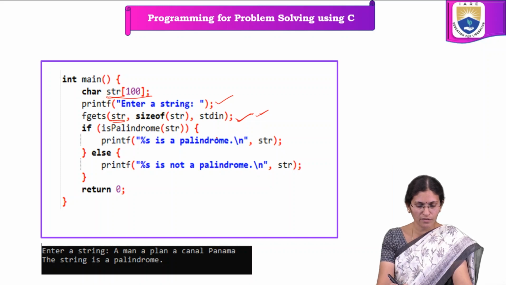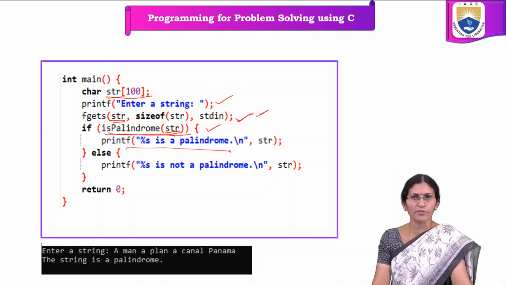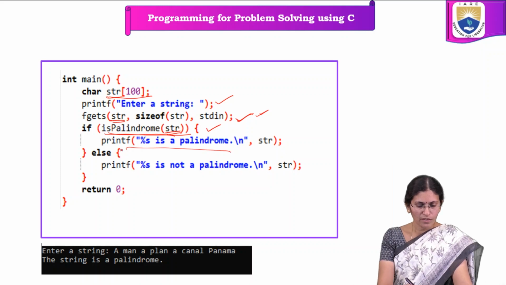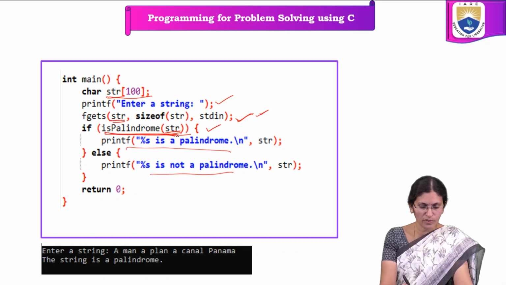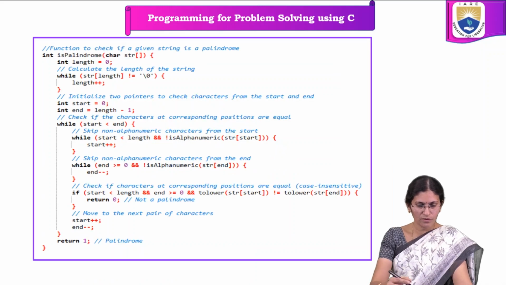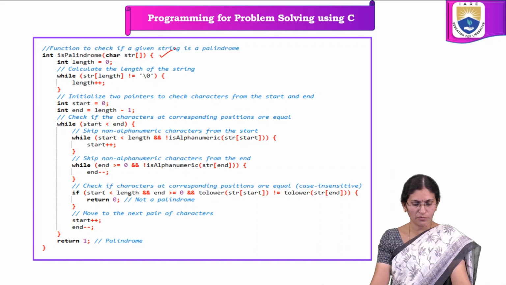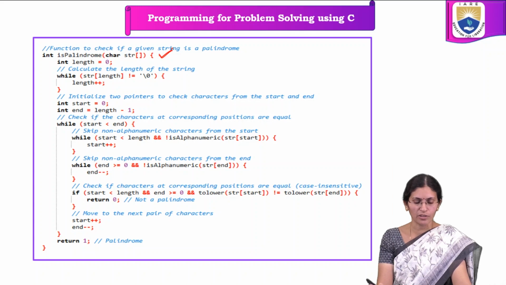Next, after that, if this condition becomes true, then we are calling this function. Is palindrome is a function which takes one argument, and if this is true, then it will print that the corresponding string is palindrome. Else, if it is false, then it is going to print the statement. Now is palindrome. So whenever the compiler sees this statement, it will go to this particular line. So here we have defined the function in this line.